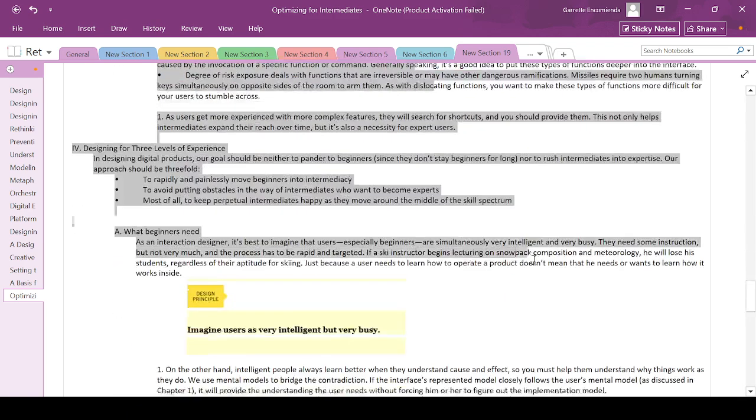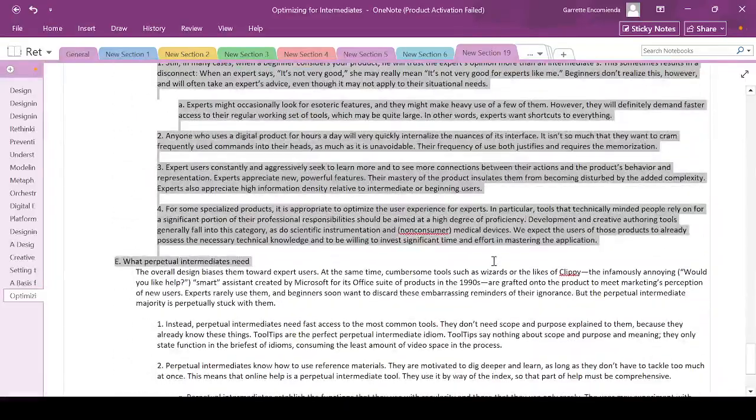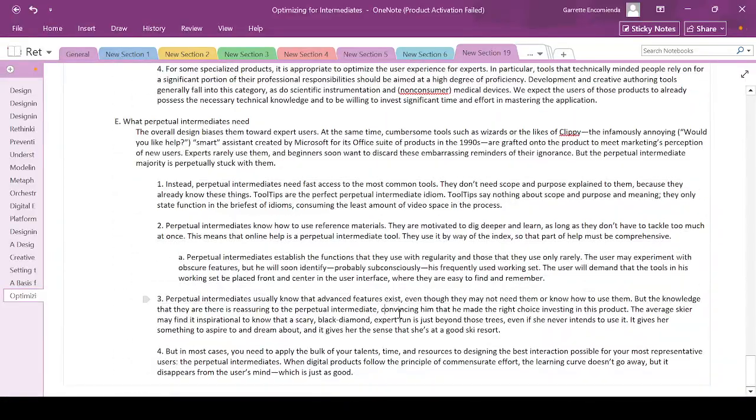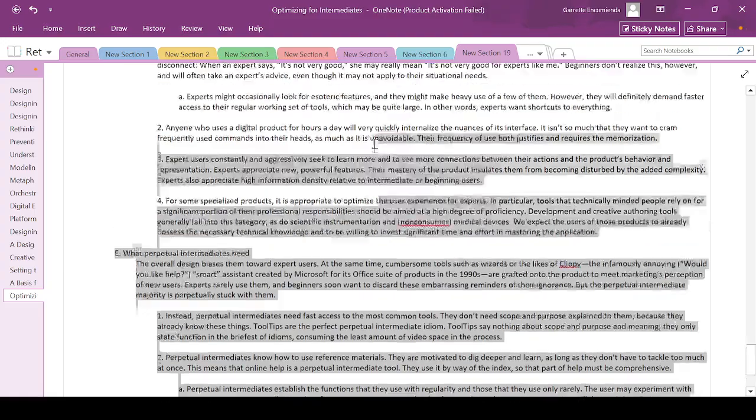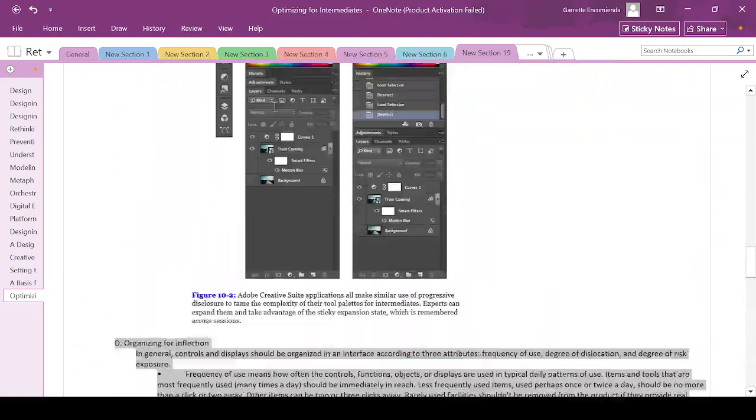So one of the key things here is that perpetual intermediates are very intelligent but very busy as well, because they have limited cognitive energy.